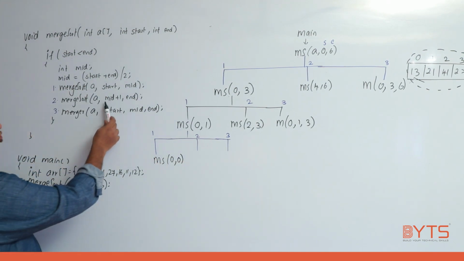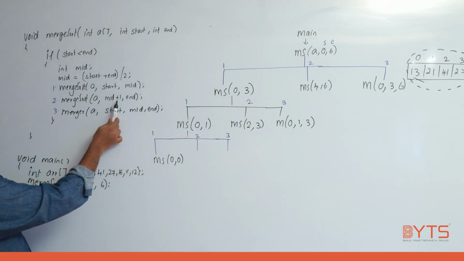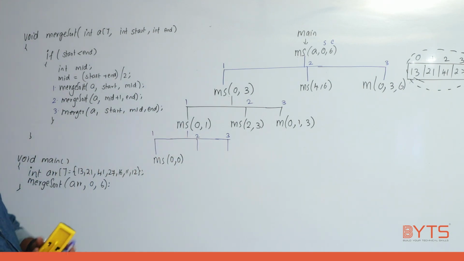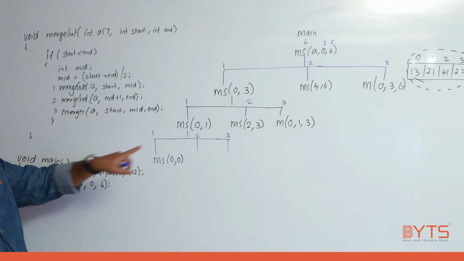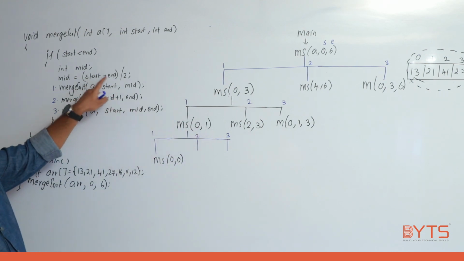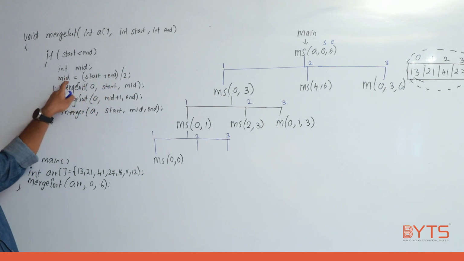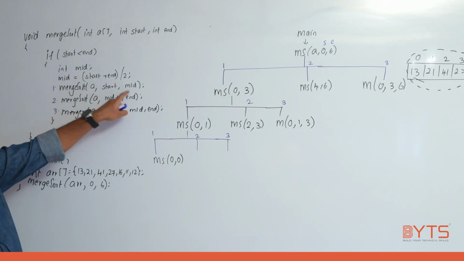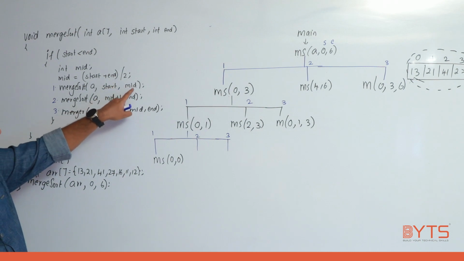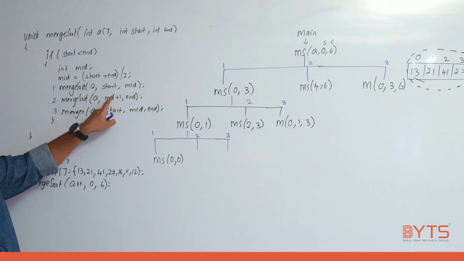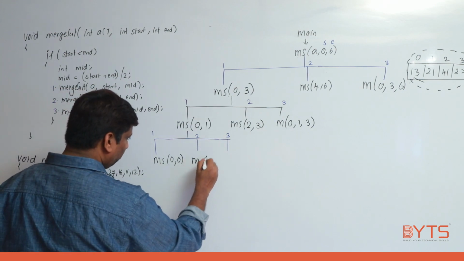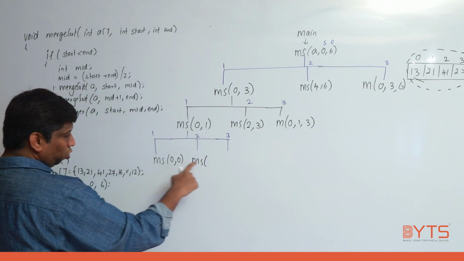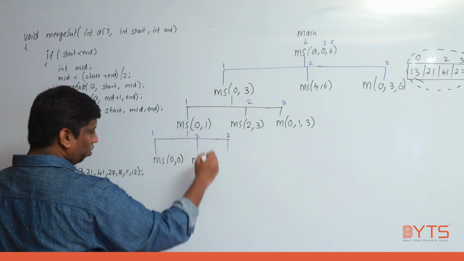Can you please tell, mid value is how much? Try to understand. Mid value is 0, right? This is start, this is end, right? So 0 plus 1, 1, 1 by 2, 0. So mid value is 0. That's what I am telling. Start value is 0, mid value is also 0. 0 plus 1, 1. So merge sort of mid plus 1 comma end. End is 1. Right? That's what.